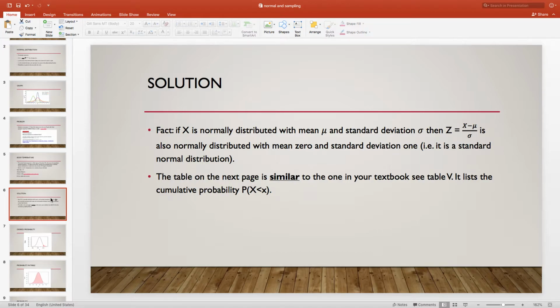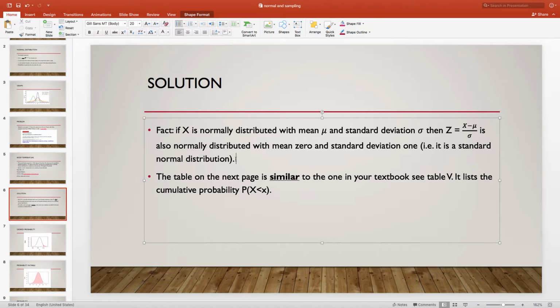There's an important fact that's really important to calculate these probabilities, and it says if x is normally distributed with a mean mu and standard deviation sigma, then the z-score, which is this thing, we've seen that before, is normally distributed, but now it has a mean of 0 and a standard deviation of 1. This is really important if you intend to use your tables in the back of your book to calculate probabilities.